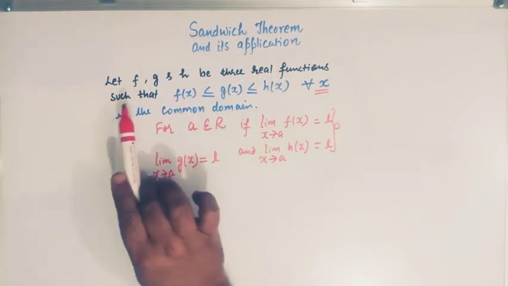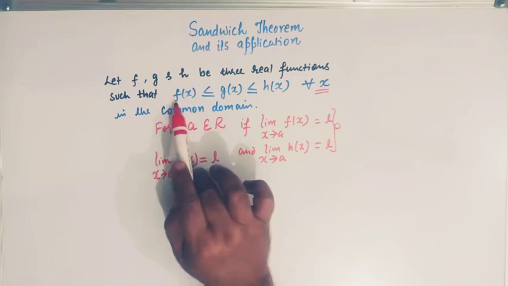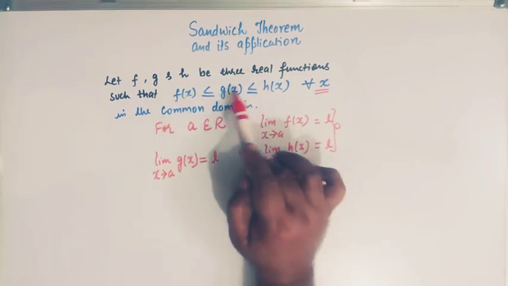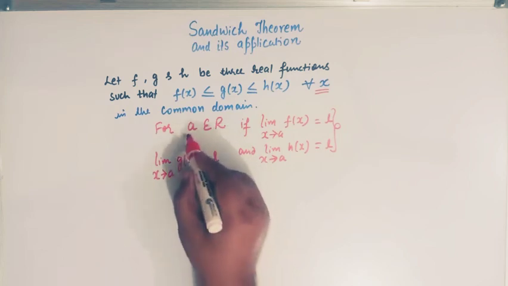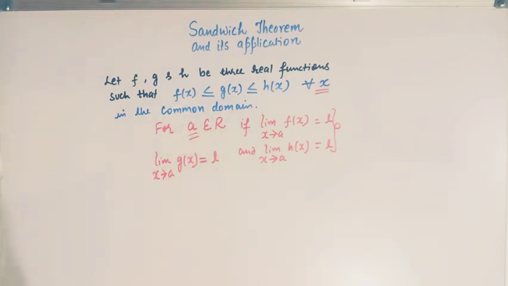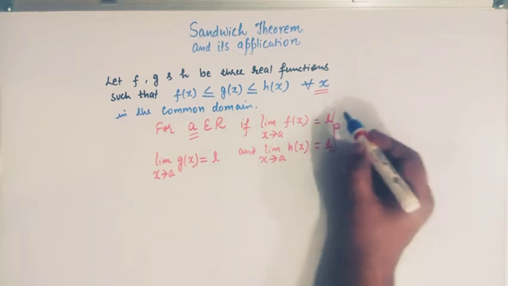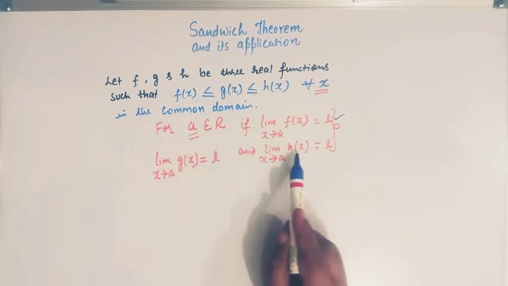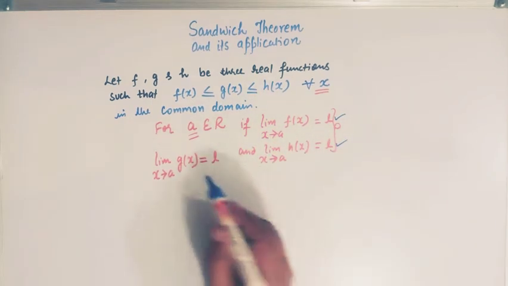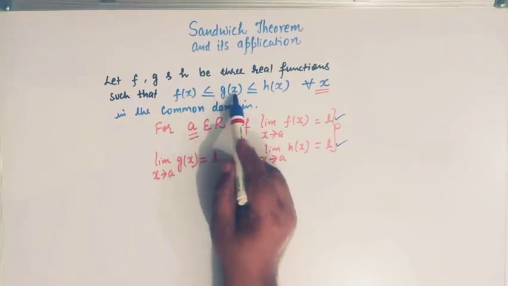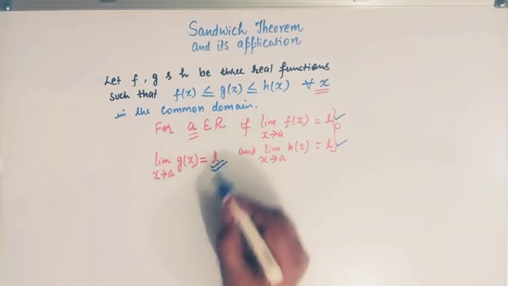So sandwich theorem says that if we have three functions of x, f, g and h, as f of x is less than or equal to g of x and g of x is less than or equal to h of x for all x in the common domain, then for any real number a, if limit of f of x when x tends to a is L, and limit of h of x when x tends to a is L, then the limit of this function g of x which is sandwiched between f and h is also L, right?